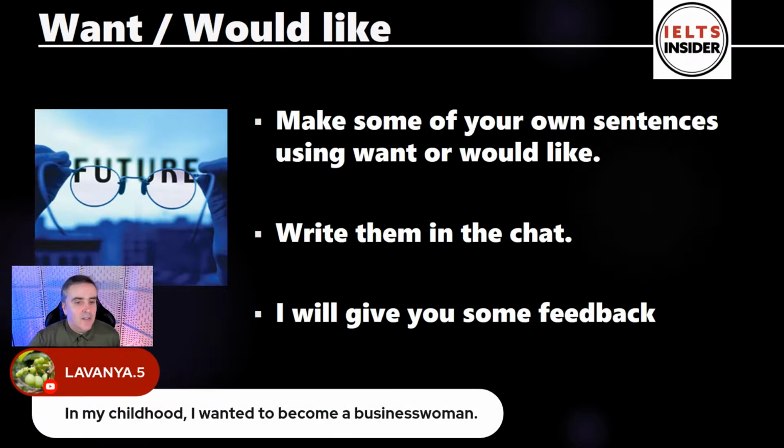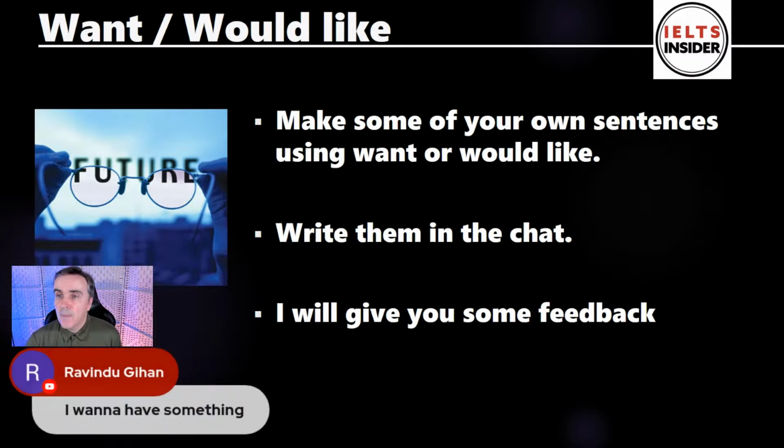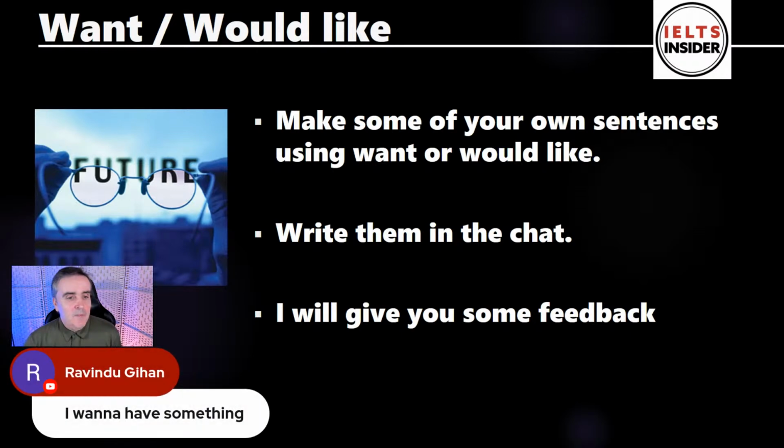Oh, excellent, Lavanya. So here we're using want in the past tense to talk about your future dreams. So nice way that you've changed that around, Lavanya, and a perfect sentence. In my childhood, I wanted to become a businesswoman. Very good. I want to have something.